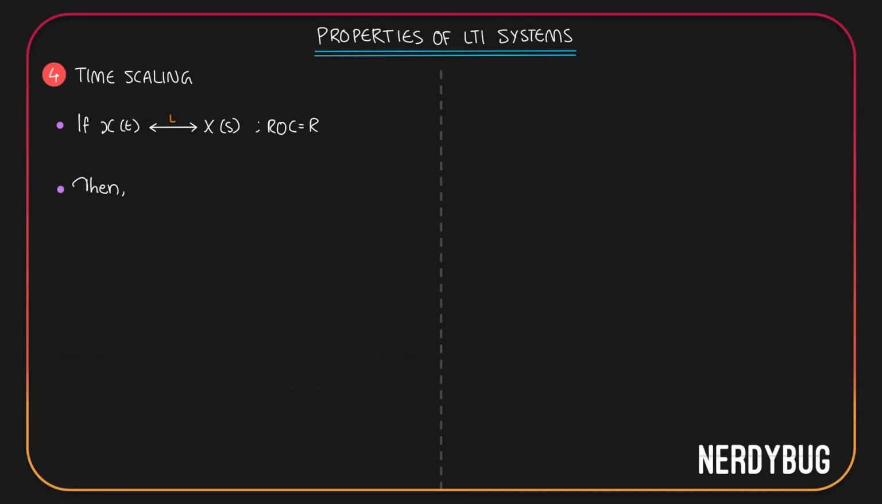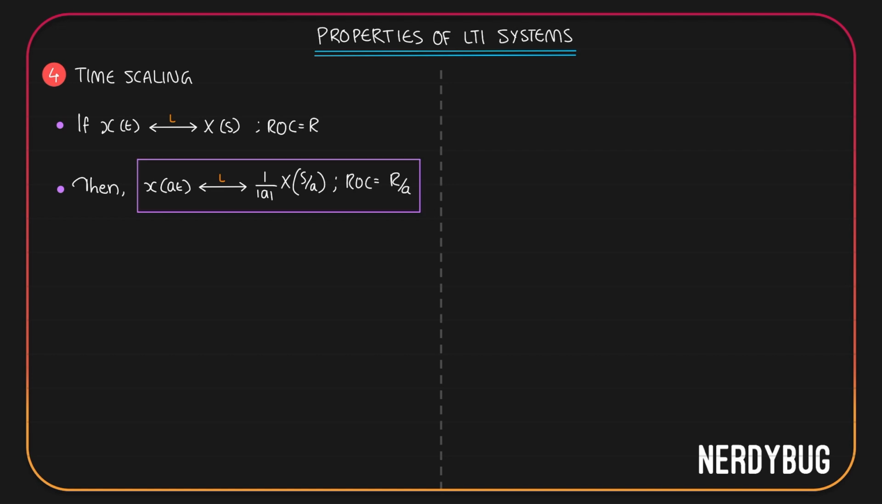The next property we have to learn is time scaling. If x of t is a signal and its Laplace transform is X of s, where ROC is R, then according to this property, the Laplace transform of x of at is going to be 1 by mod of a, X of s by a, and ROC will be R divided by a. Let us try to prove this.